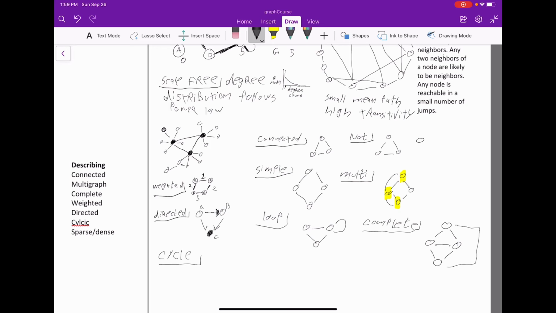A cyclic graph is a graph that contains a cycle. And what a cycle is, it's a path that starts and ends at the same node. So we could have something that looks like this. You'll see that we have a cycle with these four nodes. The last way to describe a graph is with sparse or dense, and that just refers to the number of edges that connect it.